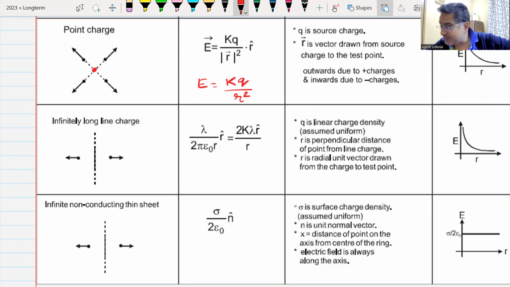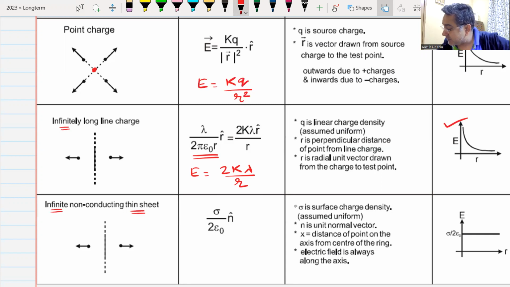We understand this graph as well. Then we have an infinite long line charge. Normally in electric field, if line charge comes, it will be infinite. So I have given you the formula. Electric field in scalar form is 2k lambda by r. This is the vector form written, if you want to write it in the vector form. This is how the graph of this looks.